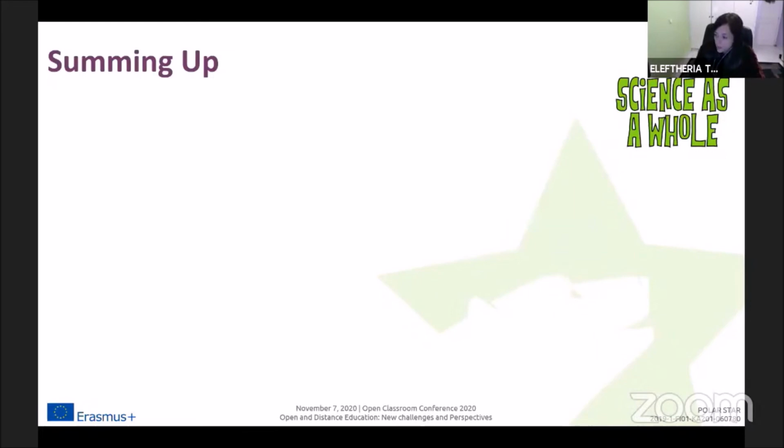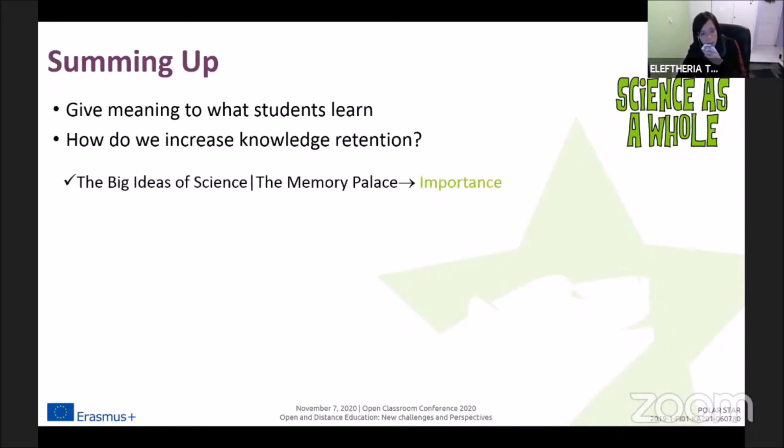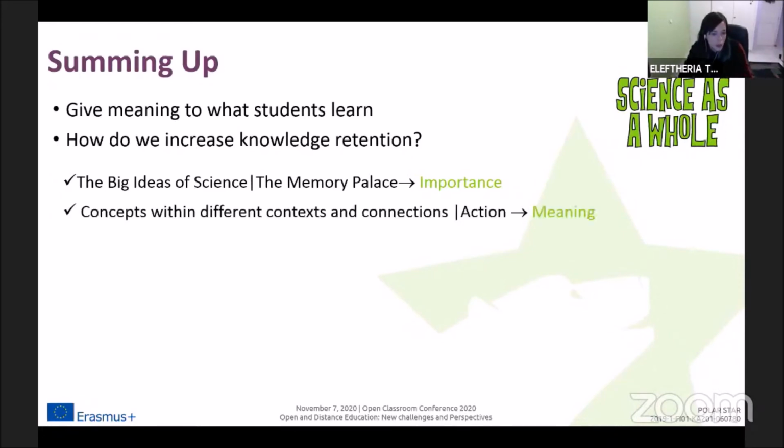So, summing up, what we set off doing with the science as a whole methodology is we want to give meaning to what students learn, which basically translates to trying to increase their knowledge retention. And we do that using this four-step method, which highlights the big ideas of science as the main knowledge structure that we want to use as a reference point, and this is connected to the element of importance.